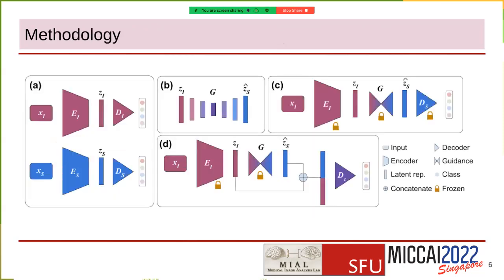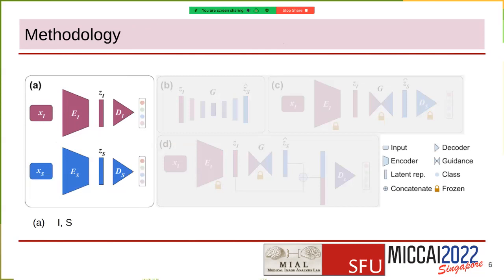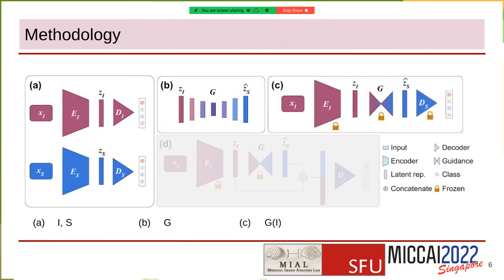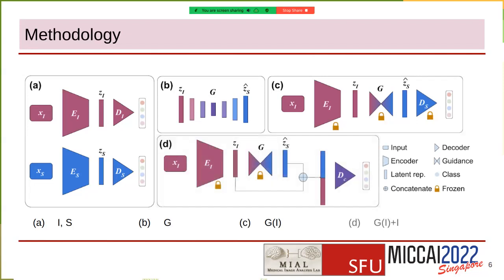Moving to the methodology, we start with two independent modality-specific classifiers, one for the inferior modality and the other for the superior. We then train the guidance model to map from the latent space of the inferior modality to that of the superior. We incorporate the trained guidance model in the classification framework of the inferior modality so as to have a superior classification from the inferior data. And finally, in our proposed guided model, we concatenate the two latent representations to have a multimodal classification.